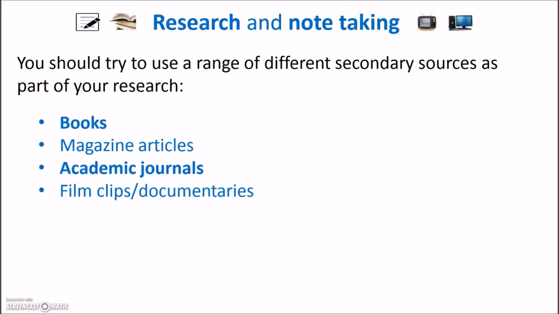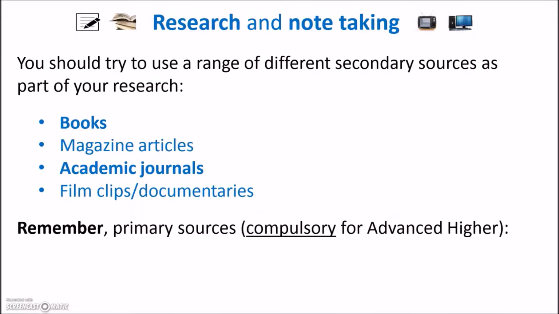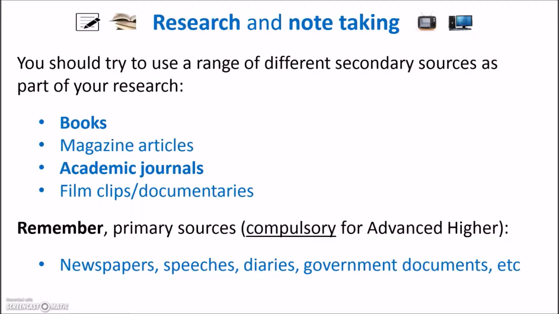Your project, especially if it's Advanced Higher History, will also benefit from primary sources, and these are in fact compulsory for the Advanced Higher course. Primary sources, of which there are many to choose from, include things such as newspapers, speeches, diaries, or government documents. Using primary sources not only gives you a more in-depth understanding of the topic, but shows a real commitment to research.